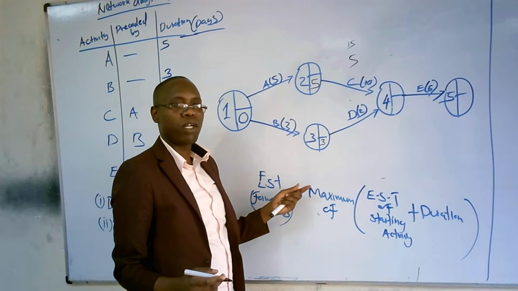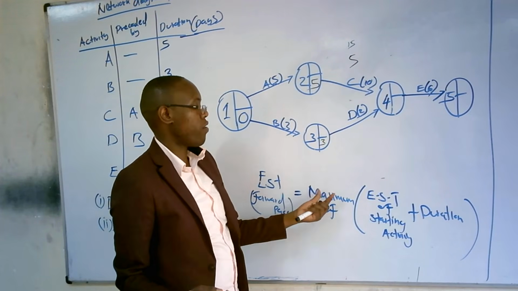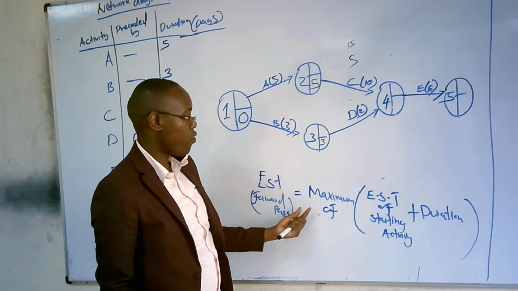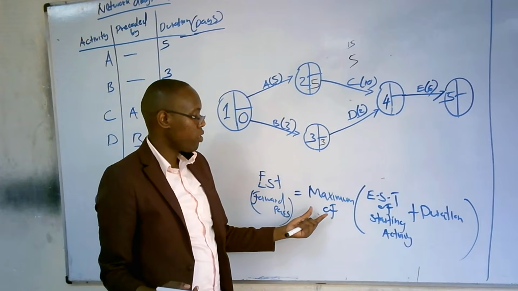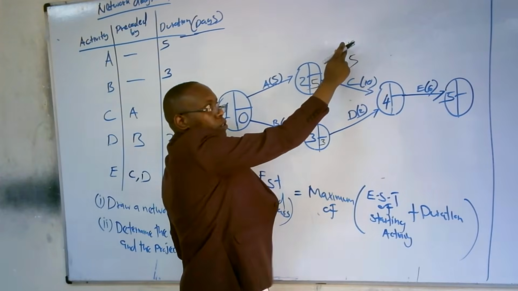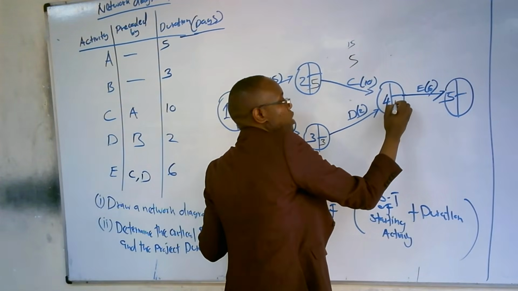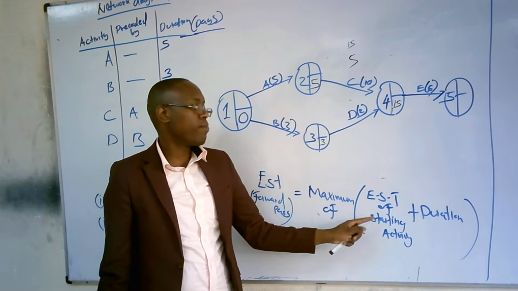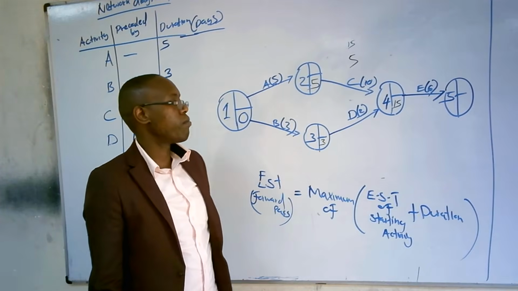When we have more than 2 directions to arrive at a particular node, we are going to use the maximum of when we are computing the forward pass, or what we call the earliest start time. So then it means that we are going to take 15, which is the maximum. We always take the maximum. That's why we have maximum of, in brackets, earliest start time of starting activity plus duration.